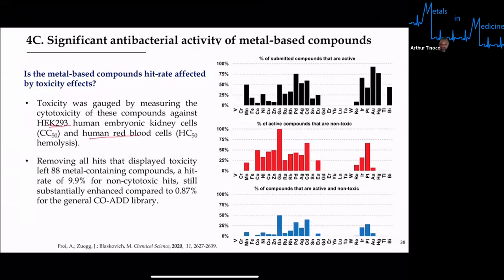Removing all hits that display toxicity left a total of 88 metal-containing compounds. That gives a hit rate of 9.9% for non-cytotoxic hits, still substantially enhanced compared to the 0.87% for the overall library. So even when you remove those that are toxic, you still had a higher hit rate, active and non-toxic, for metal-containing compounds than the overall, of the active compounds that were not metal-containing. The data to the right is showing you the filtering of the compounds that are active, the compounds that are non-toxic, and then those that are actually active and non-toxic.